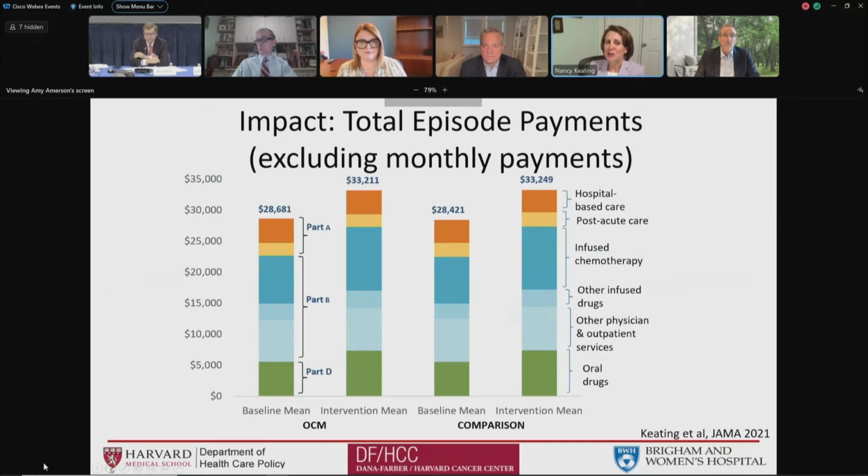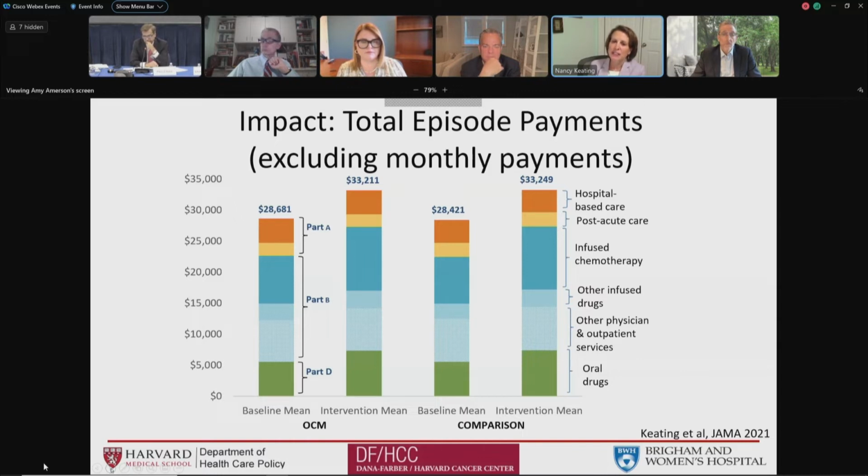This slide shows total episode payments for the 6-month chemotherapy episodes for OCM on the left and comparison episodes on the right. There's the baseline period, 2014 to 2015, and the intervention period, 2016 to 2019. Total episode payments increased in both groups over time, from about $28,000 in the pre-period to about $33,000 in the intervention period. The colors reflect the different types of Medicare payments. Orange is Part A payments, which didn't change at all over time. The blue are Part B payments, and the green are Part D payments. Both of these increased over time.